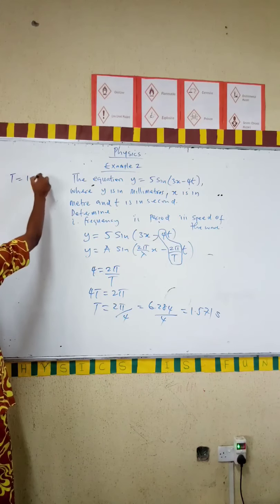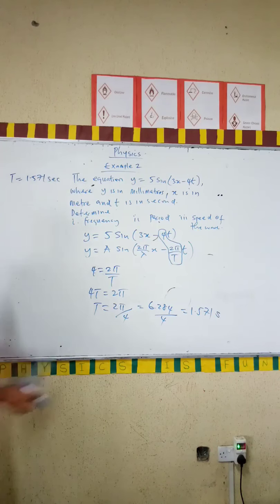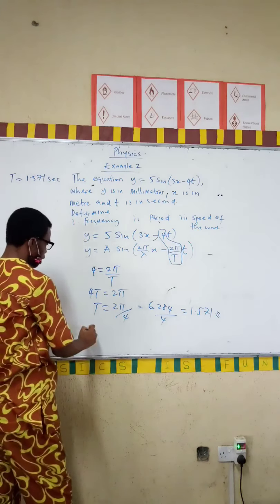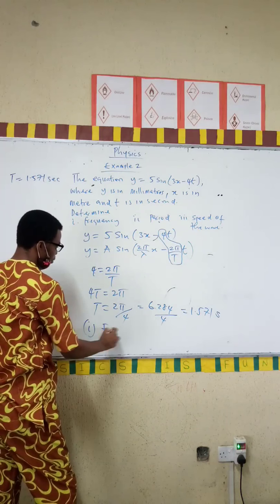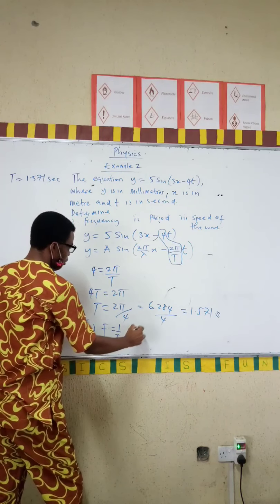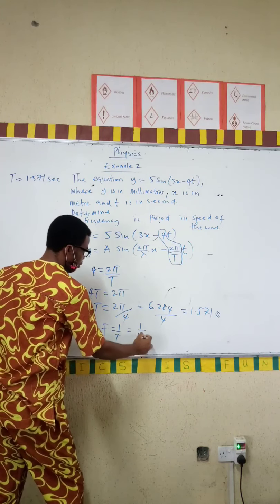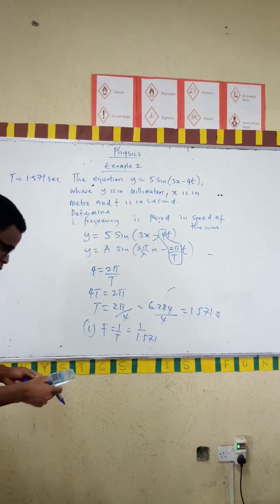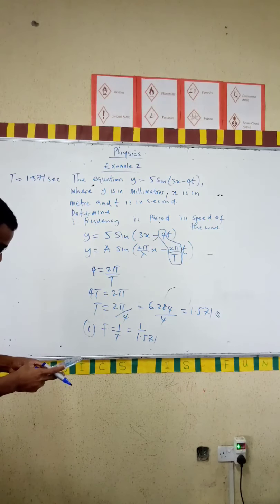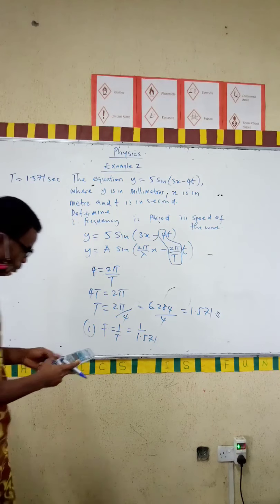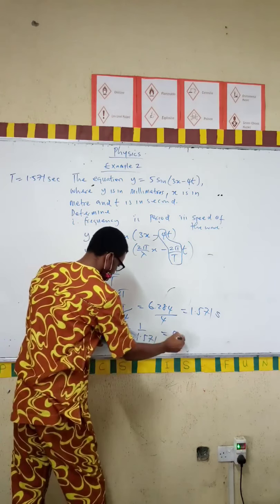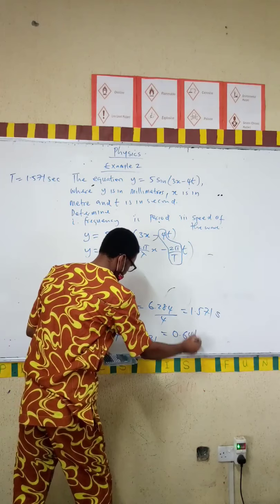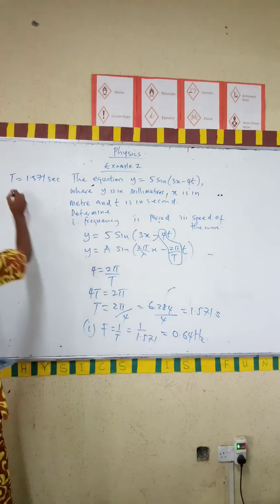So I can get my frequency. To get my frequency, f equals 1 over T. That will be 1 over 1.571. So 1 divided by 1.571 will give us 0.64 Hz. So our frequency is 0.64 Hz.